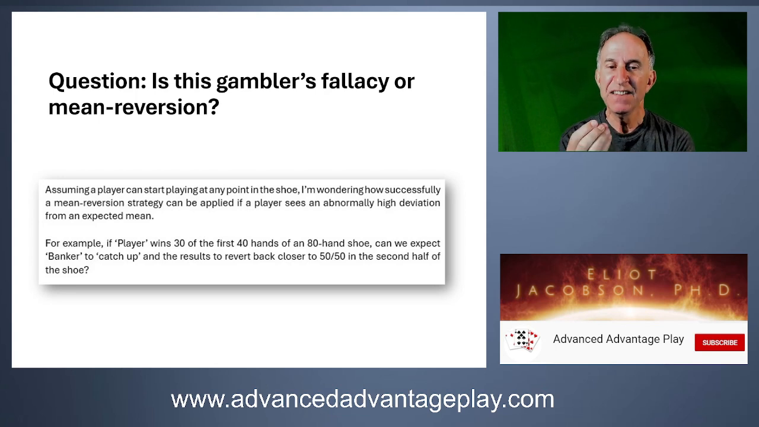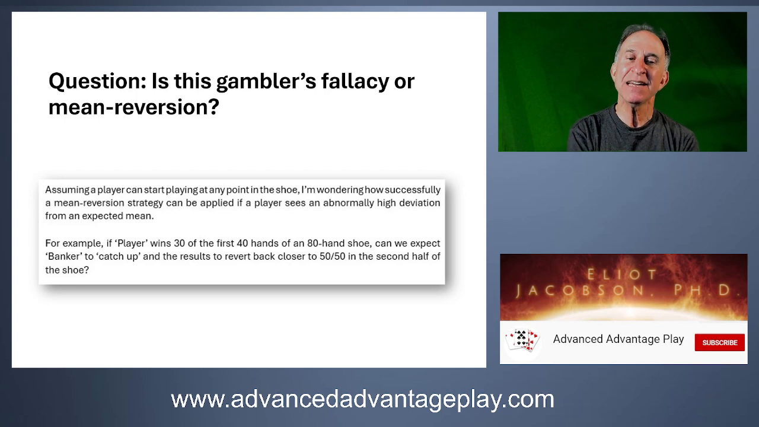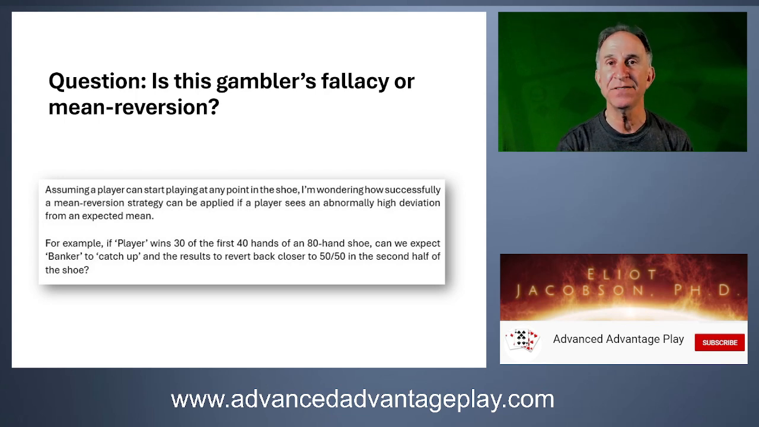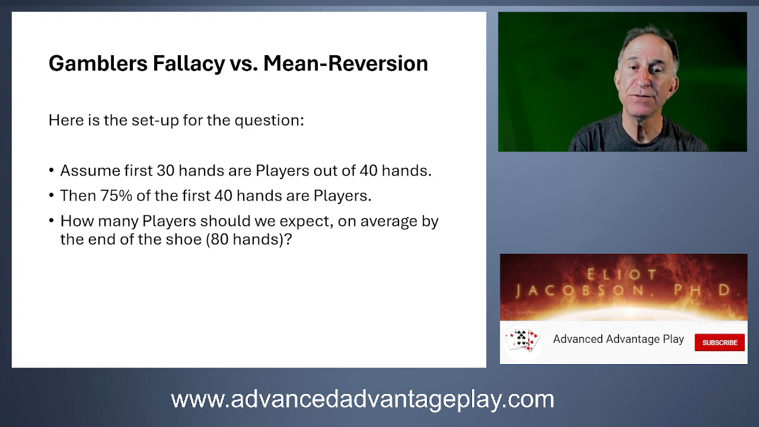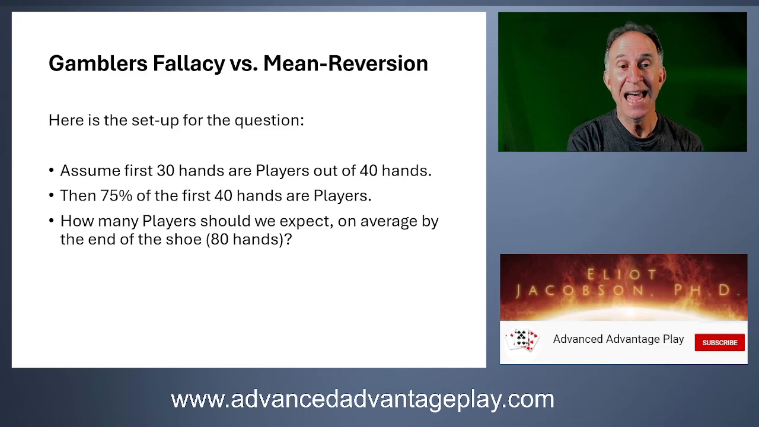So once again, let's go into this particular question. For example, if player wins 30 of the first 40 hands of an 80-hand shoe, can we expect banker to catch up and the results to revert back closer to 50-50 in the second half of the shoe? So here is the setup for the question. Assume the first 30 hands are player out of 40 hands, so 75% of the first 40 hands are player. How many players should we expect on average by the end of the shoe after 80 hands? And answering this question will show us the difference between the gambler's fallacy and mean reversion.